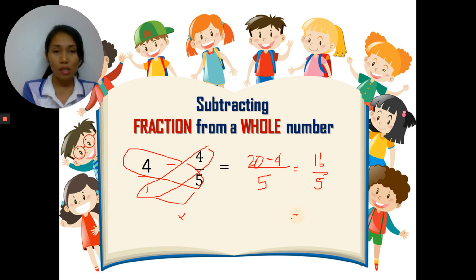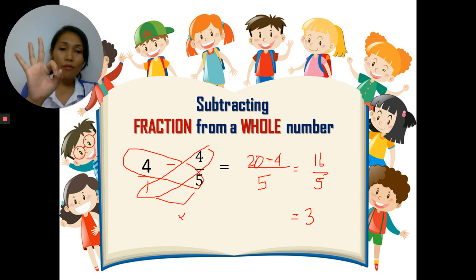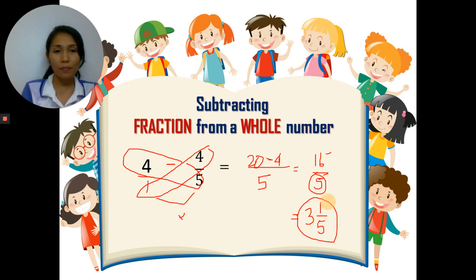Now let's convert this into a mixed number because it's still an improper fraction. So how many 5's are there in 16? 5, 10, 15, 20. 4 is already 20, so there's just 3 5's. 3 5's is 15. And this is 16 here, so remainder 1. Now copy the denominator 5. So 16 divided by 5 is 3, remainder 1. That is where we get 3 and 1/5.